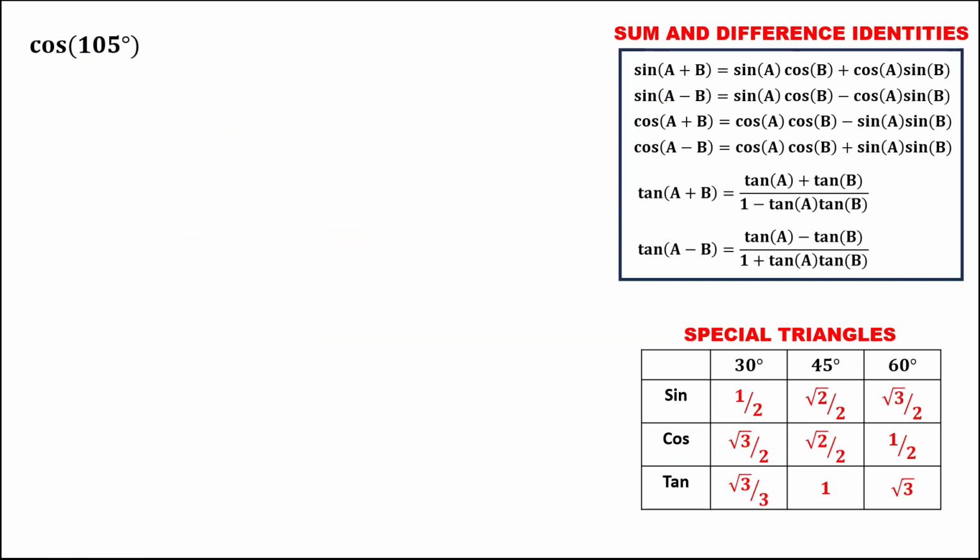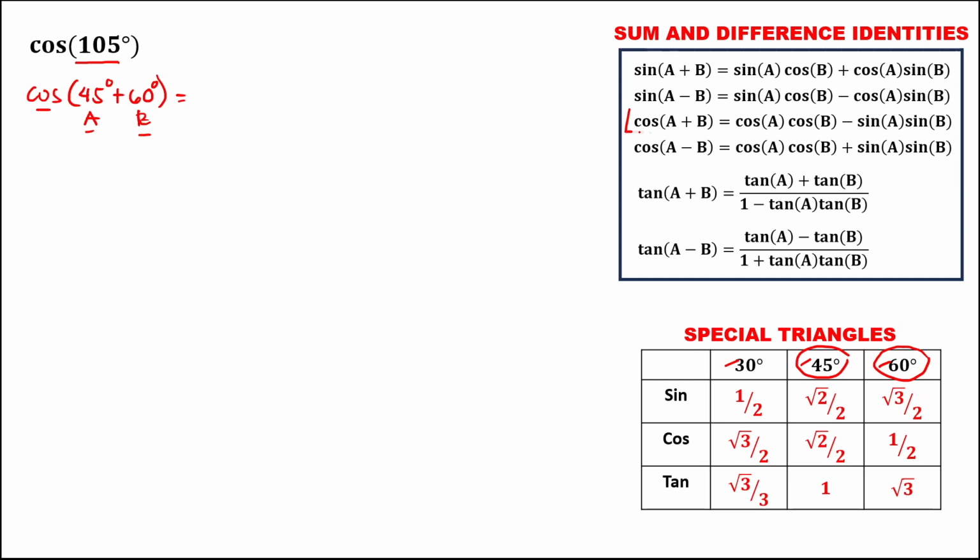Then for this given, to evaluate this cosine 105 degrees, so first we need to rewrite this 105 in terms of 30, 45, and 60 degrees. So since 105 is equal to 45 plus 60 degrees, so this becomes cosine 45 degrees plus 60 degrees. So this is now A and B. So we have cosine A plus B.